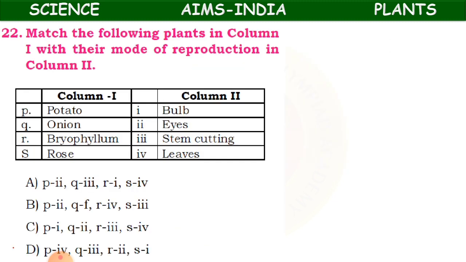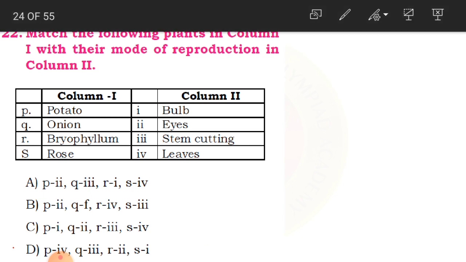Now we'll go to the 22nd question. Match the following plants in column 1 with their mode of reproduction in column 2. Here you have potato, onion, bryophyllum and rose in column 1, and in the second column, the mode by which reproduction is made. For example, children, potato: how does potato reproduce? It is with the eyes. Onion is with the bulb. Bryophyllum, just now we learnt, with leaves. Rose, we learnt that with the stem. Okay, so now how does it happen?